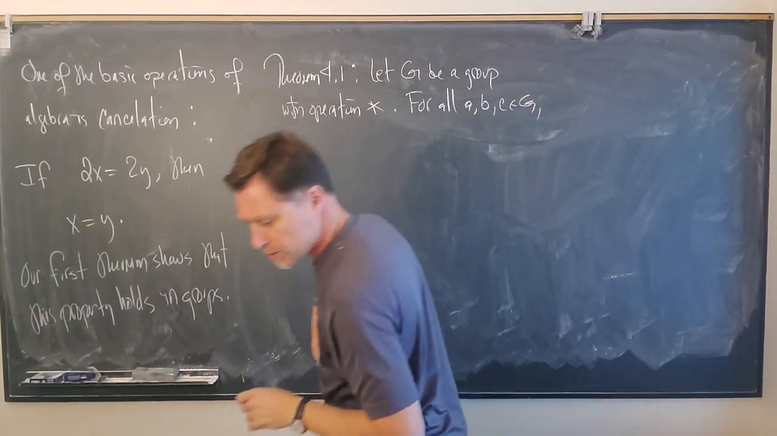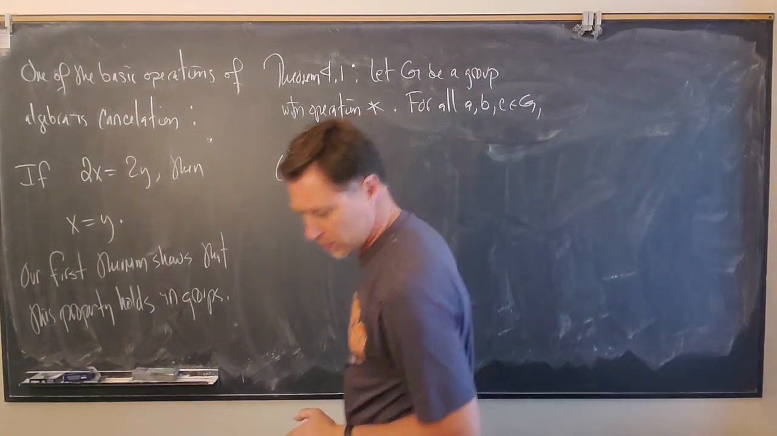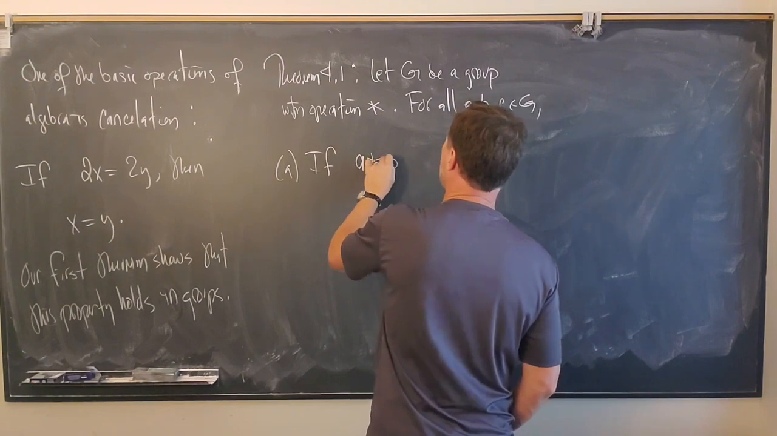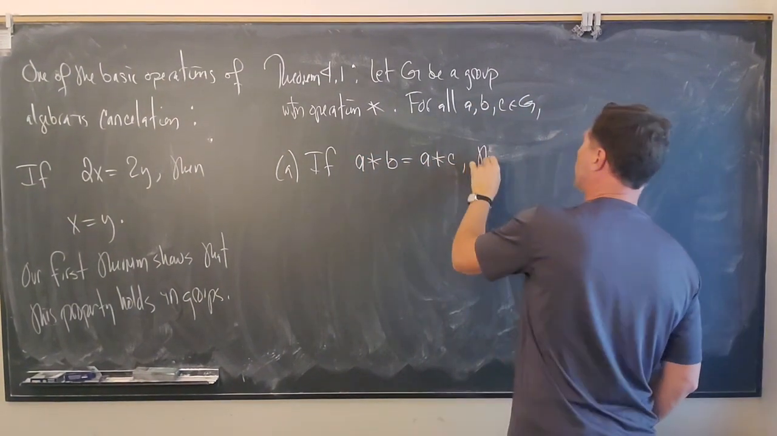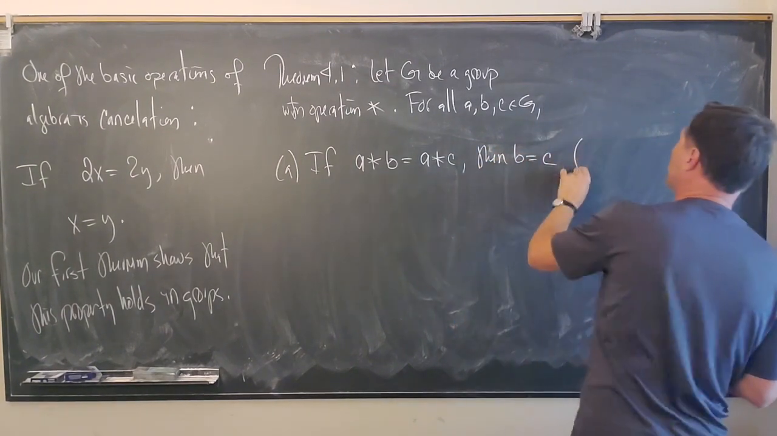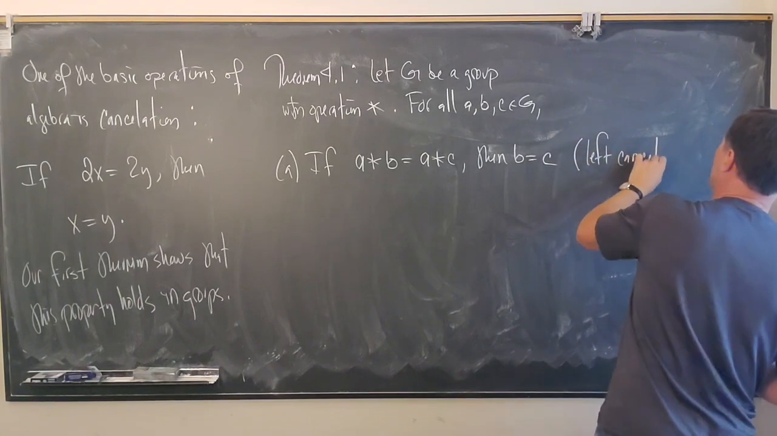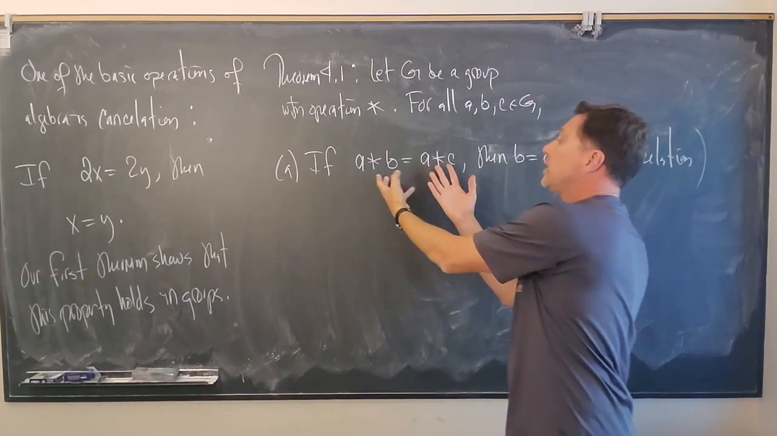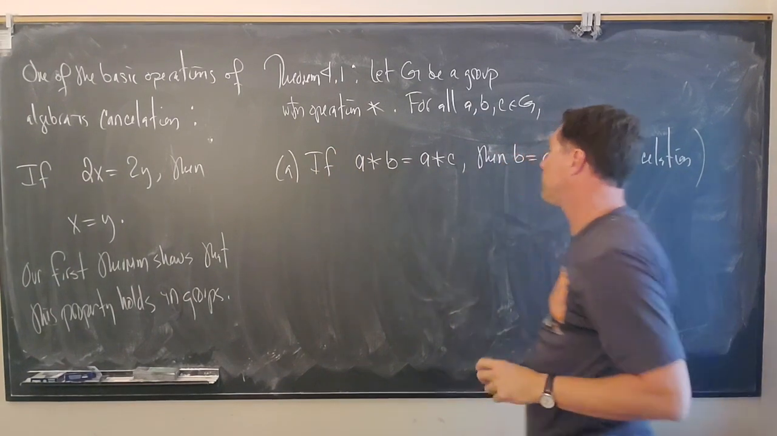Now there's two parts to this. So part A, let's do on the left first. So if A star B equals A star C, then B equals C. This property right here is called left cancellation. And so what does that mean? You see this equation right here. It tells us that we can cancel off the A's to conclude that B equals C.